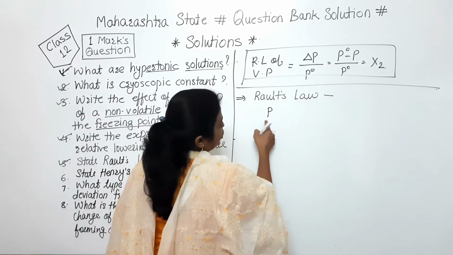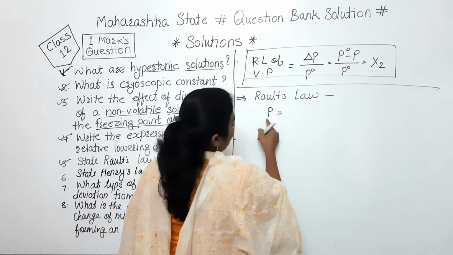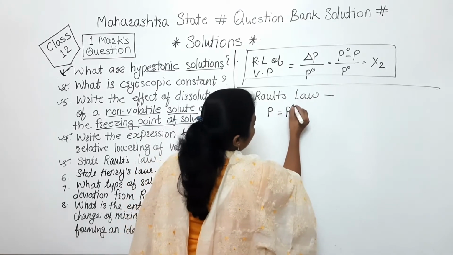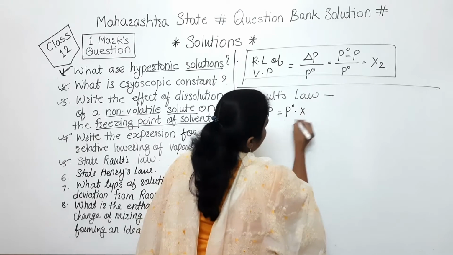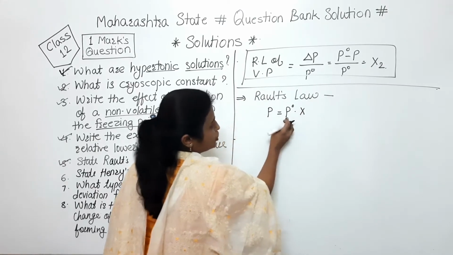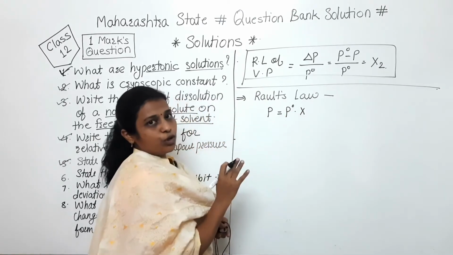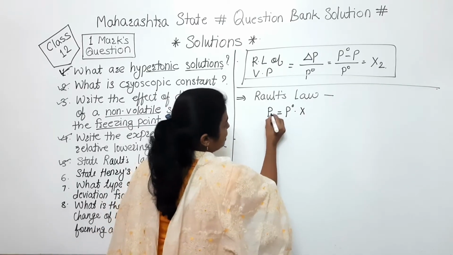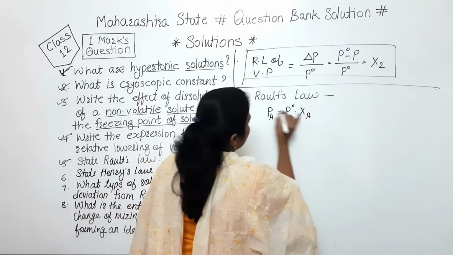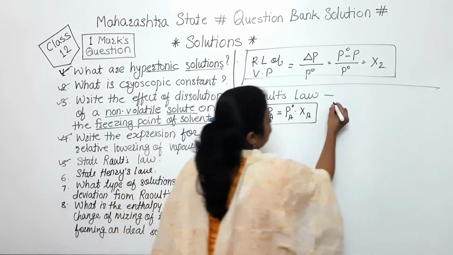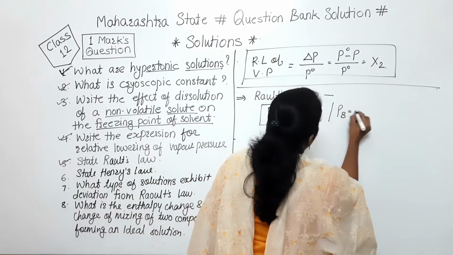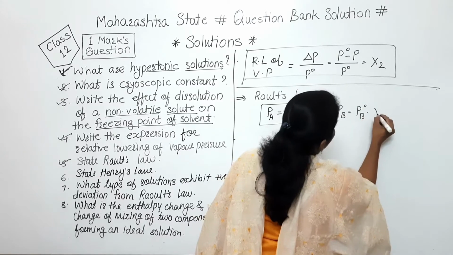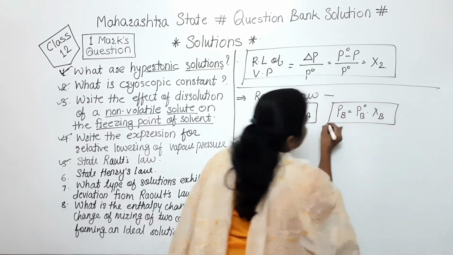P is equal to P naught into X, means यहाँ पे mole fraction है और vapor pressure of pure solvent is there. So simply we have to take their product. If we consider it is the first solution, then this will be the equation. If B solution is there, then we have to write this equation like that. Then what will be the statement?